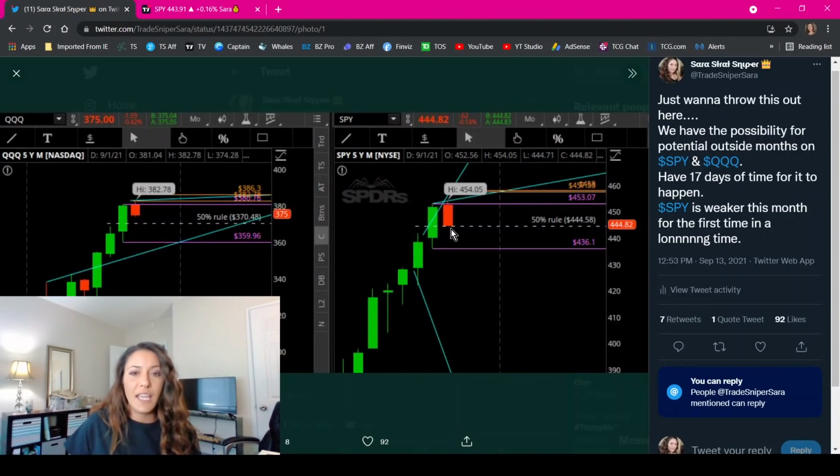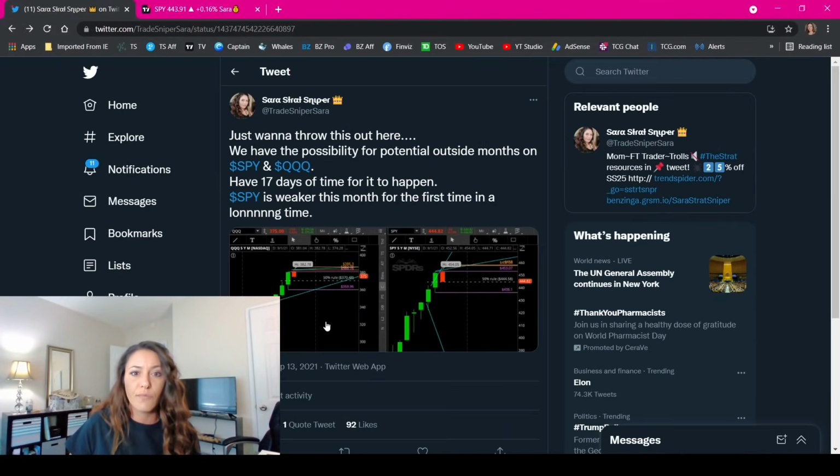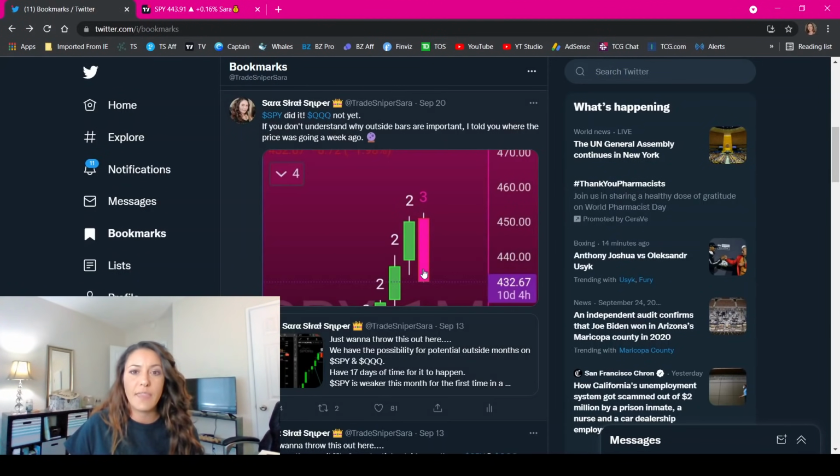So what would it take for this candle to become an outside bar? We would have to take out 436, because we have to take out the high of the previous candle and we have to take out the low of the previous candle. That would create an outside bar. So once you get halfway here, you're aiming for 436. That's the target. And then one week later, on September 20th, it happened.